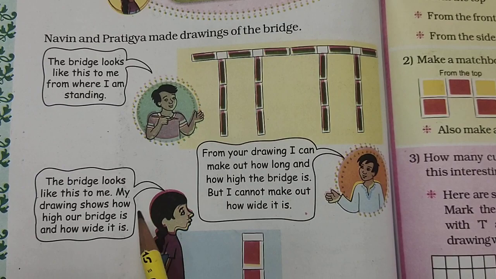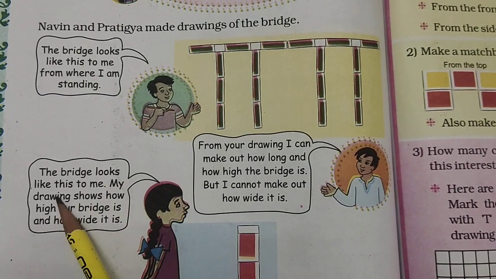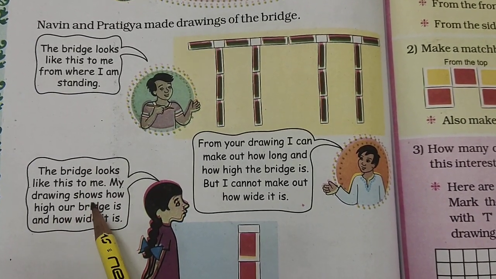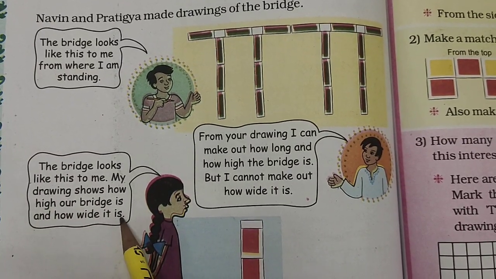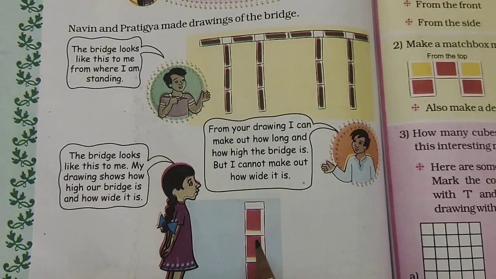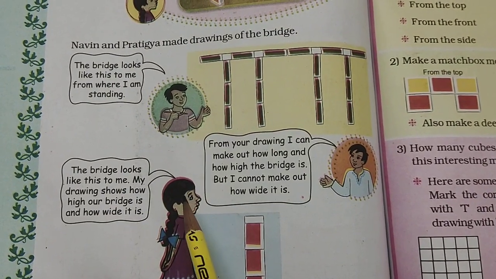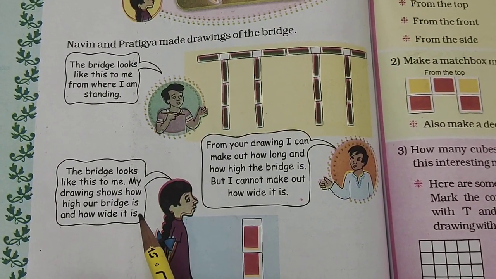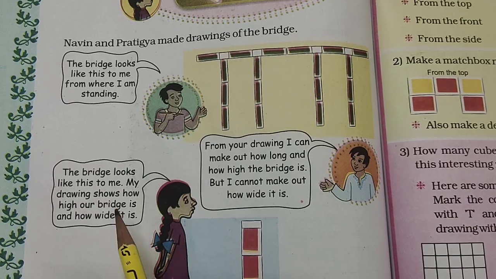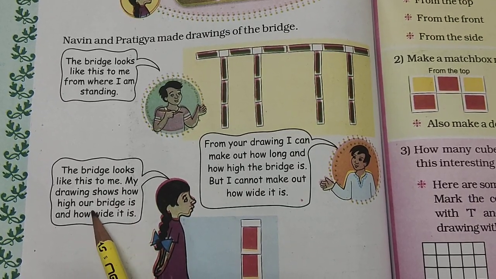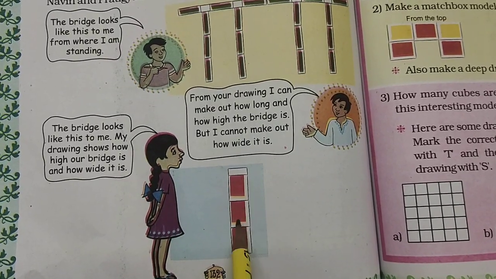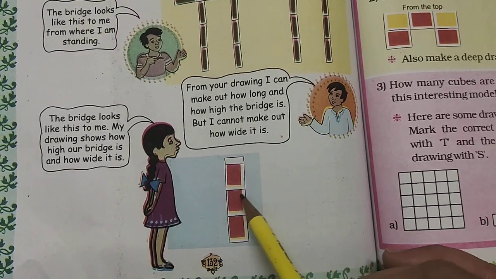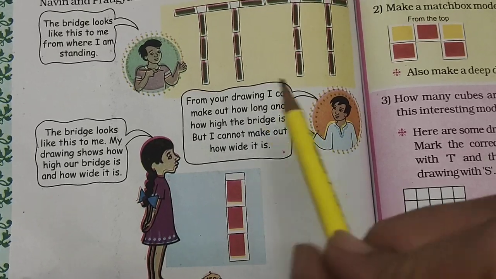Now what are they telling? The girl says, the bridge looks like this to me. My drawing shows how high our bridge is and how wide it is. What she is telling is, from where she is standing, she is asking how wide the bridge is and how high, which means how tall and how wide the bridge is. Like this she is getting it from where she is standing. See, this is the width and this is the tallness.